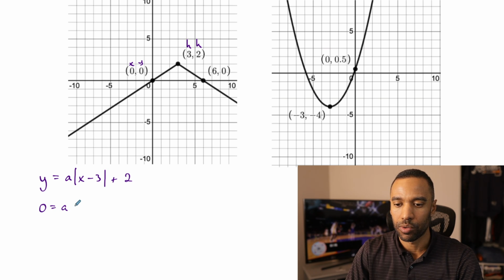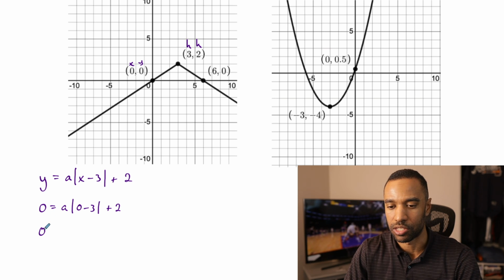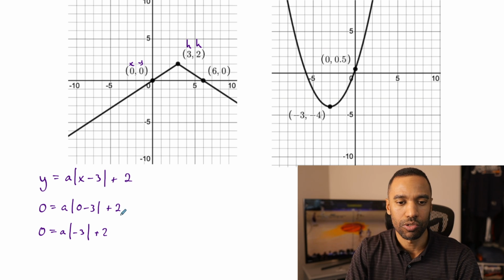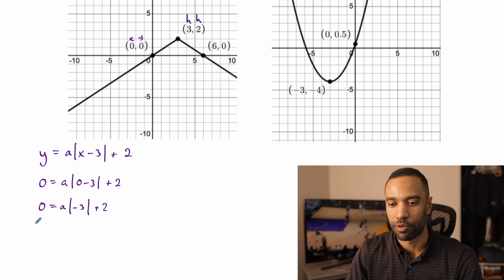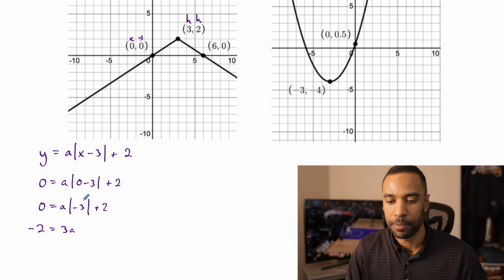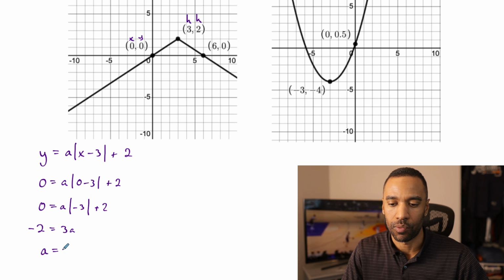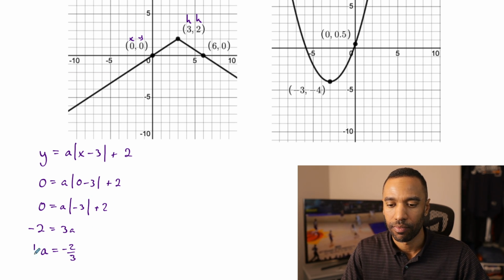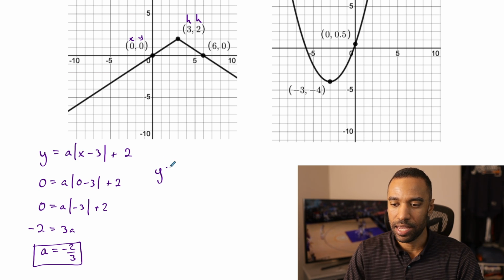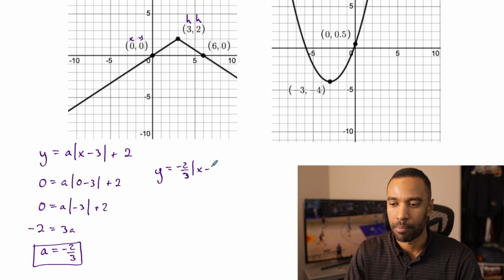So 0 equals a times |0 minus 3| plus 2. That's the important part: the absolute value of negative 3 is multiplying with a. Let's do two steps in one here. I'm going to subtract 2 from both sides, and I'm going to take the absolute value of negative 3. The absolute value of negative 3 is 3, which is multiplying by that a, and we divide both sides by 3, and we get a equals negative 2/3. Therefore, this answer is going to be y equals negative 2/3 times |x minus 3| plus 2.